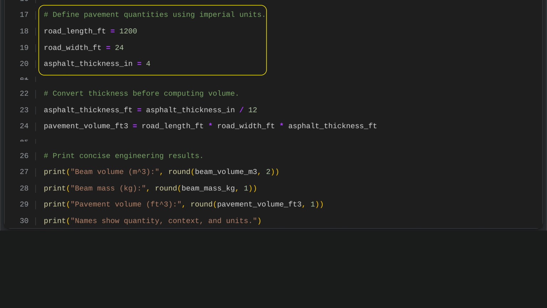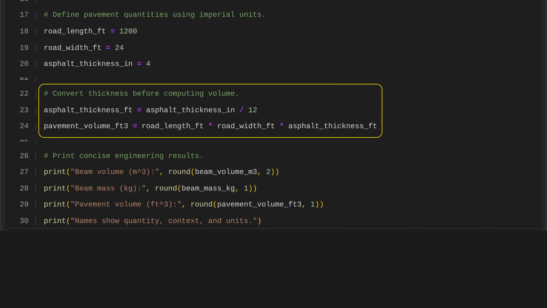The road dimensions are set as 1,200 feet long and 24 feet wide, with an asphalt layer 4 inches thick. These measurements define the key inputs needed to calculate the total asphalt volume, after converting the thickness from inches to feet. The code first converts asphalt thickness from inches to feet, so all measurements use the same units. It then finds the pavement volume by multiplying the road length, width, and converted thickness. The result is the total volume in cubic feet, which can be used for material estimates or related engineering calculations.